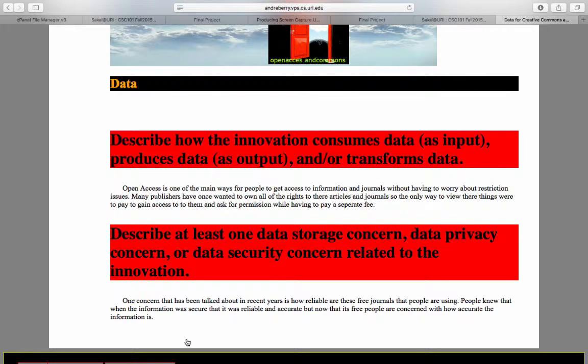All right, next question in the data: describe how the innovation consumes data, produces data, and transforms data.